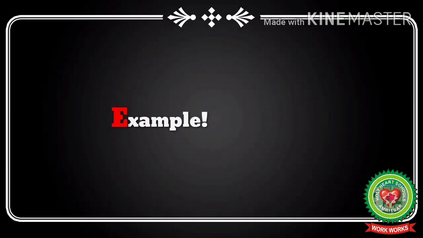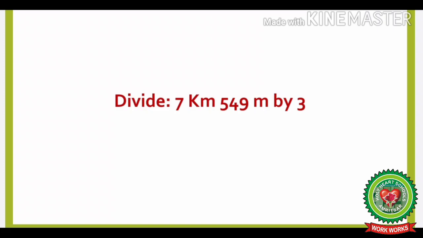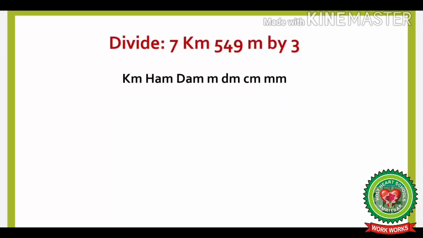Let us take one example. Divide 7 kilometer 549 meter by 3. Before dividing the number, we have to arrange the given numbers. For that, we will write down all the units. So, we have to write down the units of length, that is kilometer, hectometer, decameter, meter, decimeter, centimeter and millimeter.